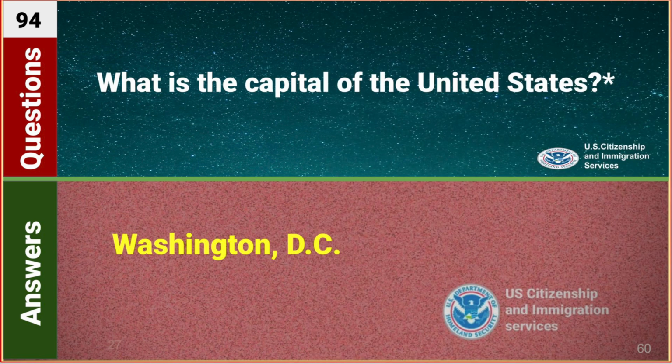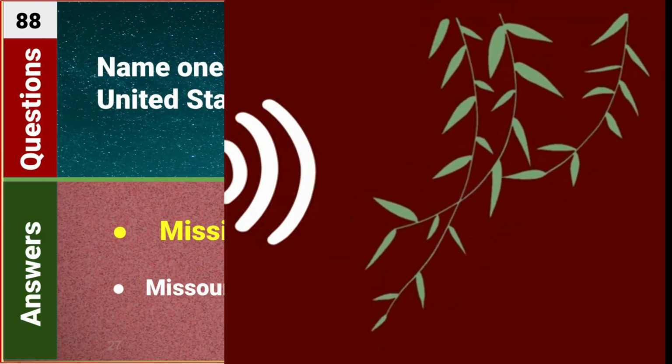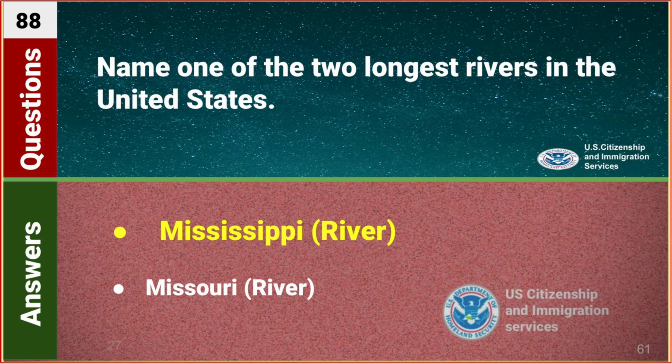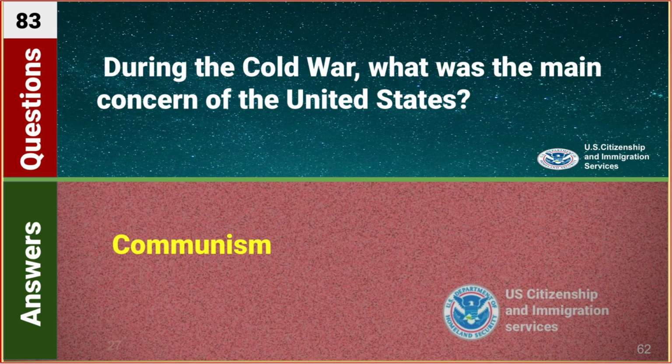What is the capital of the United States? Washington, D.C. Name one of the two longest rivers in the United States. Mississippi River. During the Cold War, what was the main concern of the United States? Communism.